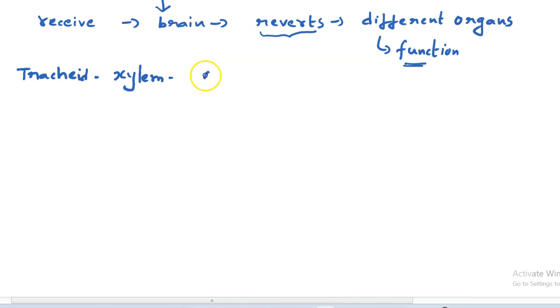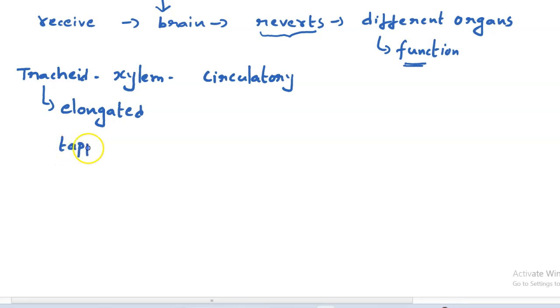As in animals we have a circulatory system, in plants we have xylem and phloem as circulatory systems. The shape of the cell is elongated. At the same time, the ends are tapered. And this is a dead cell. So, tapered ends, dead cell.